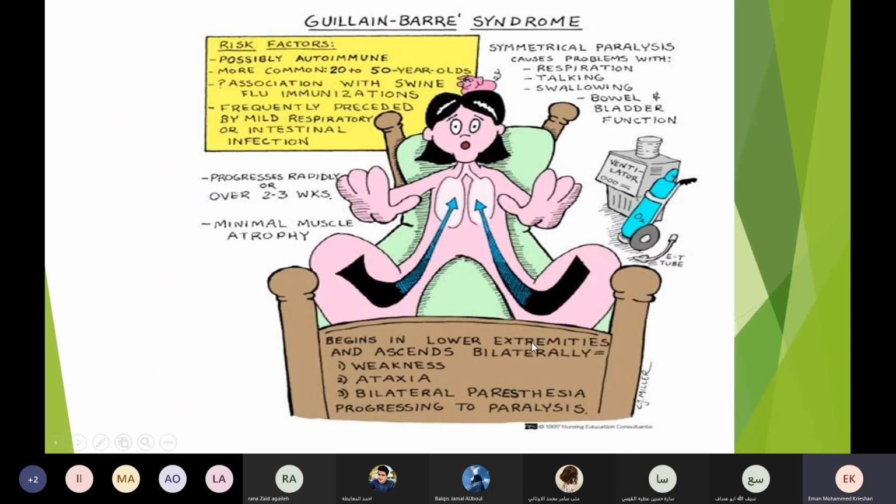Now, this summarizes the Guillain-Barré syndrome. If you remember, it follows an acute respiratory infection or immunization. There will be symmetrical paralysis. There will be problems in talking, respiration, swallowing, and problems in the bladder and bowel function. The patient will become ventilator dependent. The disease is very progressive within 2 to 3 weeks, and it will result in muscle atrophy and respiratory muscle weakness also.